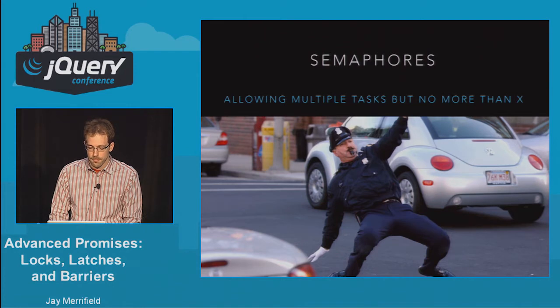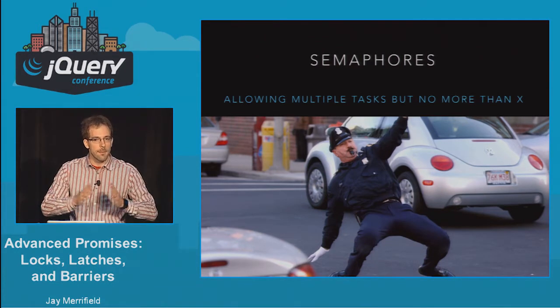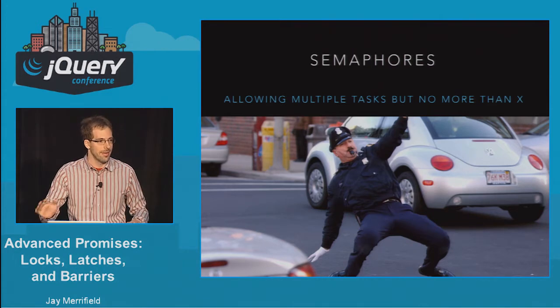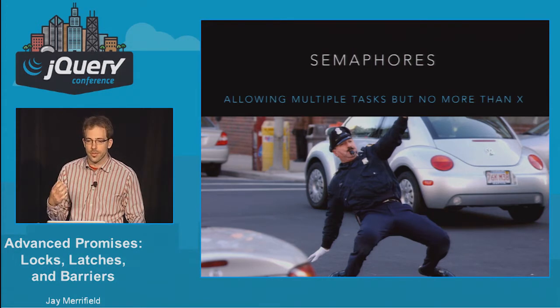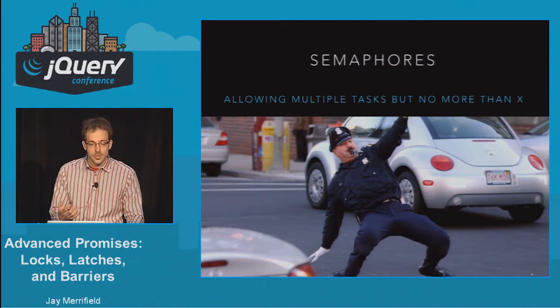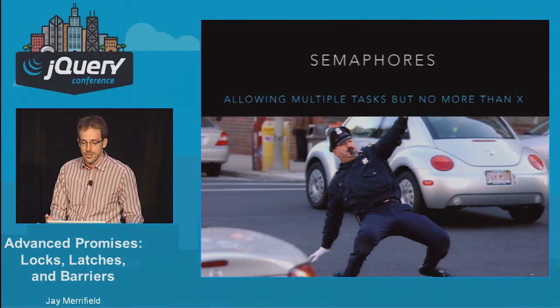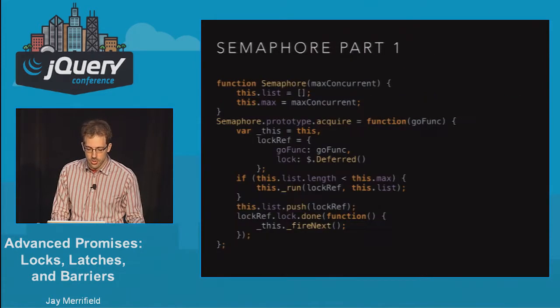For those of you who aren't familiar with semaphores, the idea is that you want to allow a certain number of requests, but no more than X. You probably run into this a lot with AJAX or with the browser, because they usually have a rule where there's only like 4 requests per domain. They're most likely using a semaphore on the back end to basically say, hey, I'd like to get an open slot. Fantastic. And then you can run.